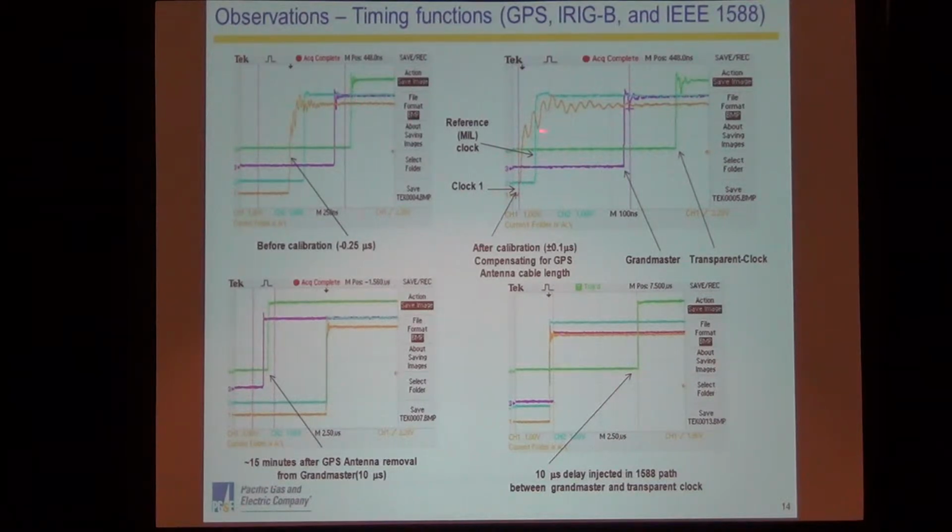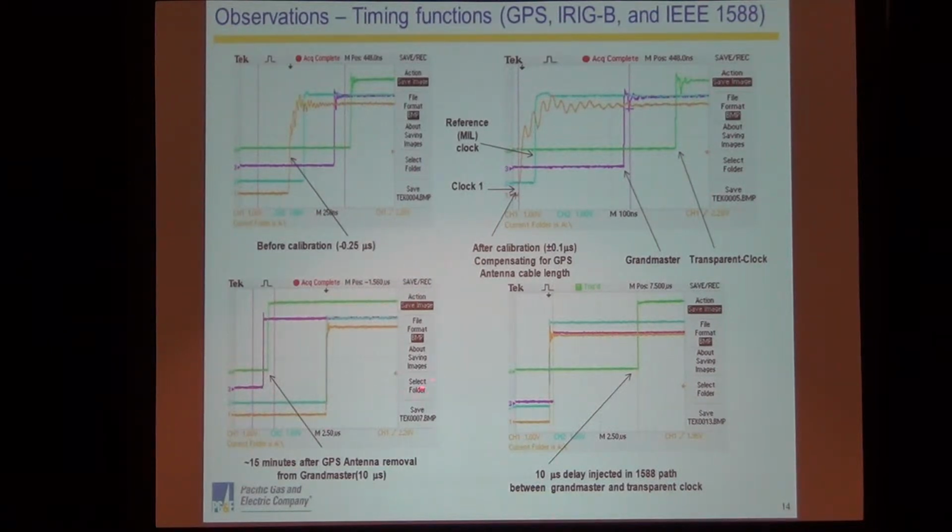Once you calibrate, they become all within specification, but you see that this particular grandmaster has a certain amount of delay, about half a microsecond or so, and its slave has another bit of delay, about 0.2 microsecond, which for this application is maybe good enough, but it would be ideal if they were a bit closer.